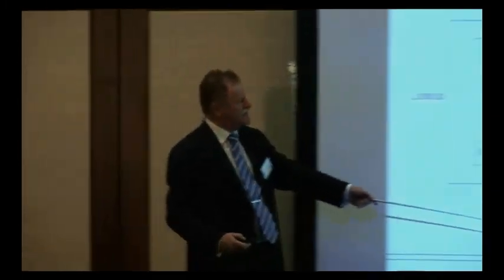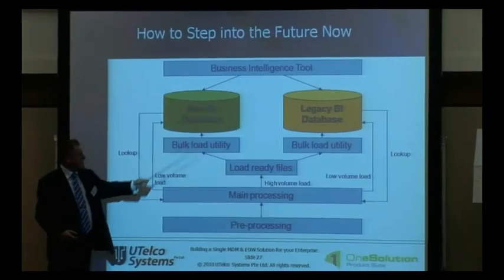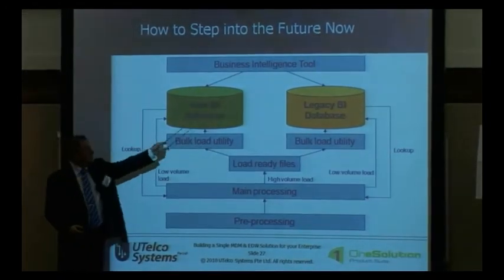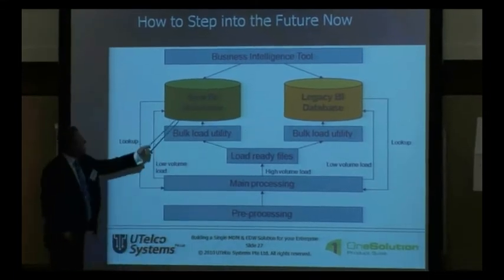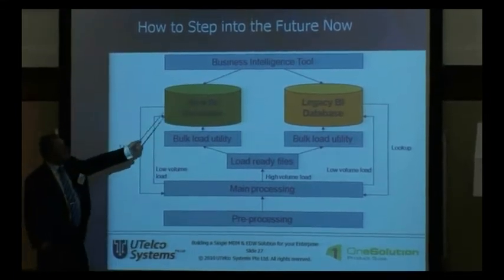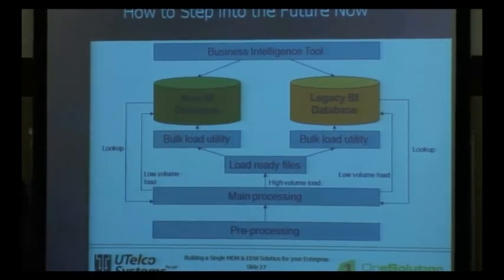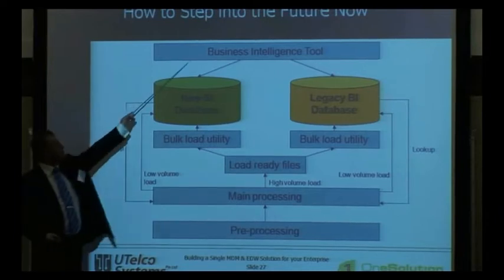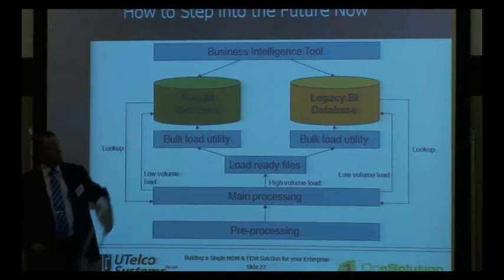So this is how typical data warehousing works: pre-processing capability, main processing, load-ready files, bulk loaded using a load utility into the legacy BI database and the new BI database. But we provide a business intelligence tool that has the capability of accessing multiple DBMS in different environments. Now, most business intelligence tools do not have that capability, but there are at least two that do have that capability.